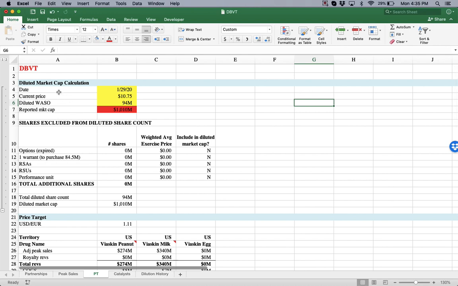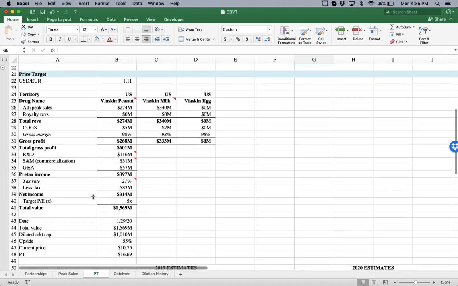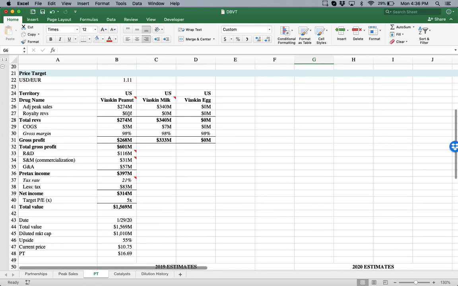So starting here at the top, this area you can look at our previous video where we talked about how to calculate the diluted market cap. So we're going to skip over that and come down here to our price target area.